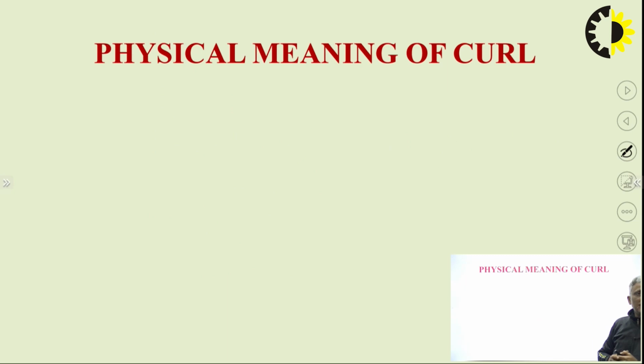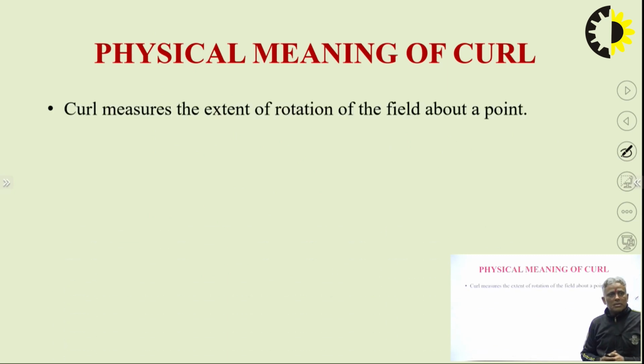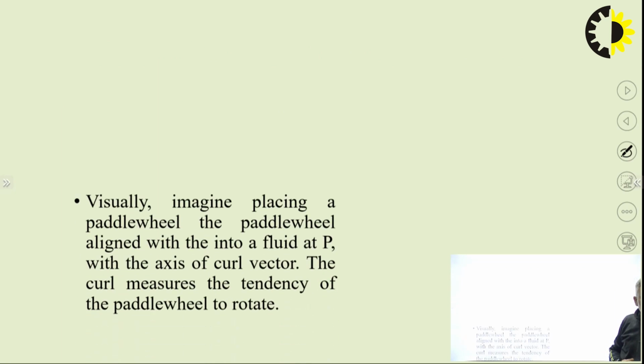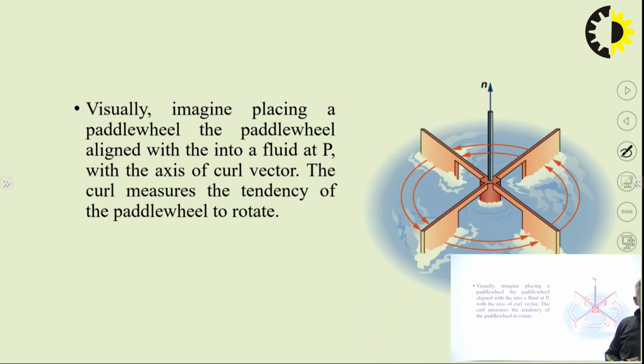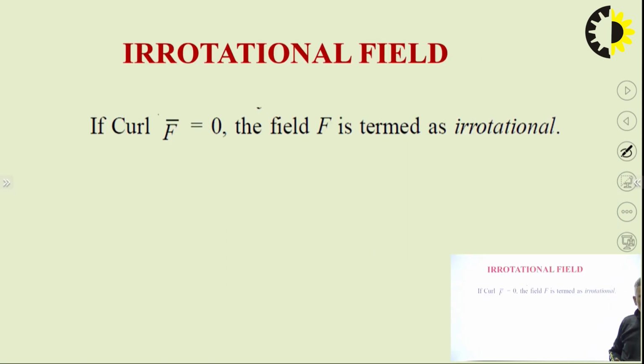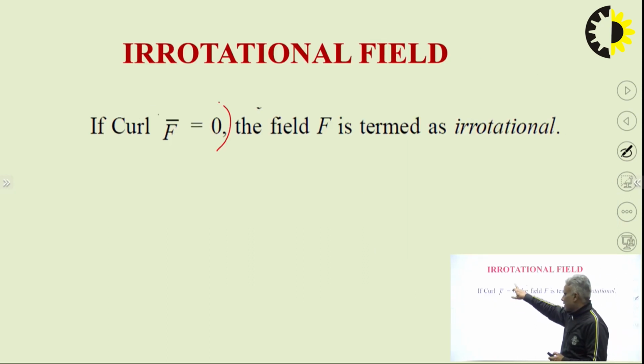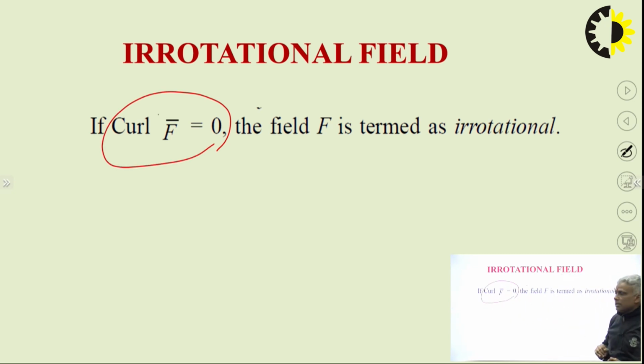The physical meaning of the curl: curl means the extent of rotation in the field about a point. Visually imagine placing a paddle wheel in the fluid. Suppose this wheel moves in this direction; this represents the n vector, the unit normal to the surface. When we roll about this direction, the fluid moves anti-clockwise, so we can calculate the rotation. A windmill is an example of curl rotation. For an irrotational vector point function, the curl of the vector is 0.